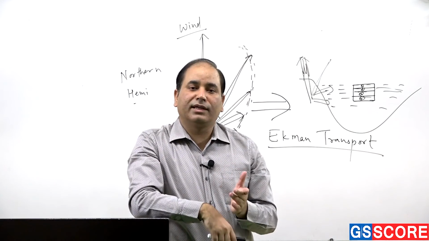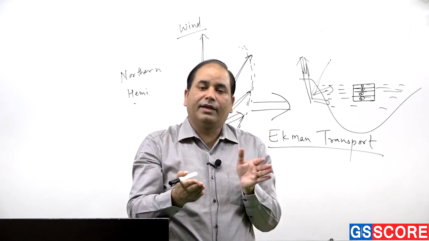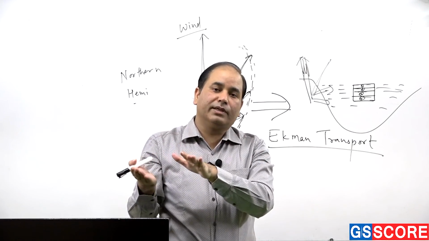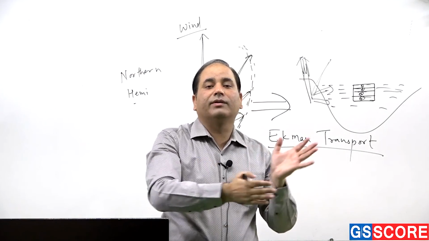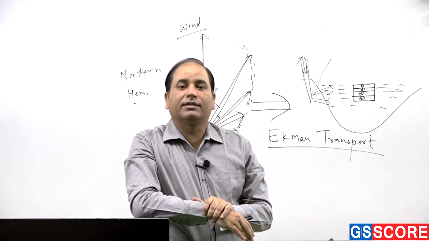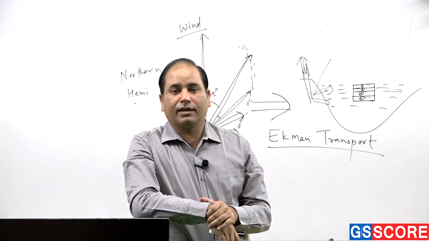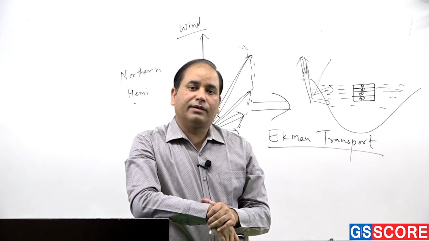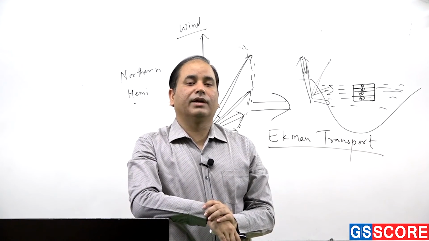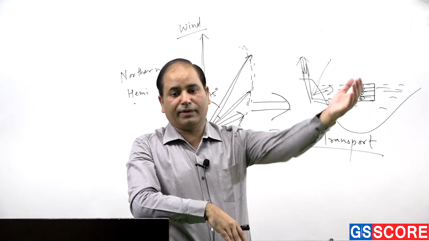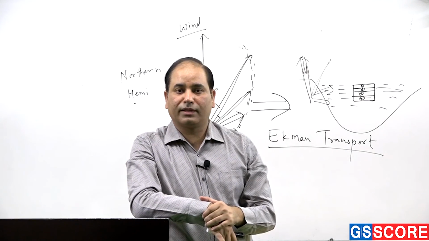Ekman transport is related to how the water moves in different hemispheres. If it is the northern hemisphere, it will move rightward, and in the southern hemisphere, leftward. And this is how we understand the topic of Ekman spiral and Ekman transport. I hope you are now in a condition to understand oceanic currents with better understanding with the help of Ekman spiral and Ekman transport.